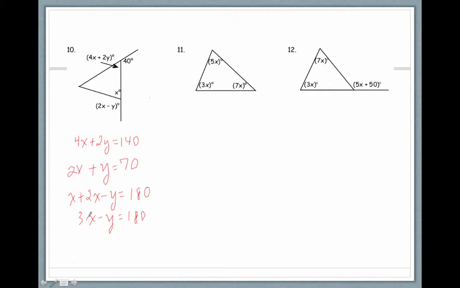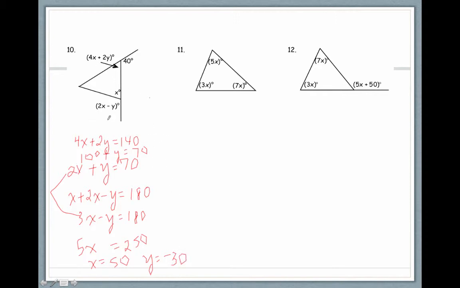And you guys did substitution and elimination. I'm going to put these two together and just add them. So I get 5x, the y's go away, 250. So x is 50. And here, 2x plus y was 70. So 100 plus y is 70. So y is negative 30.